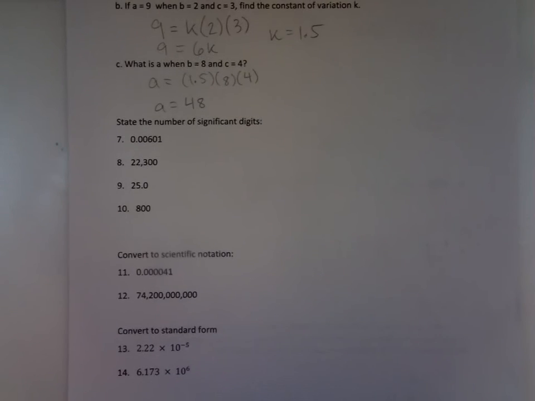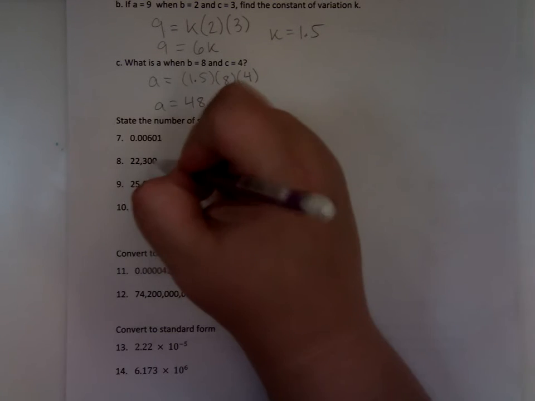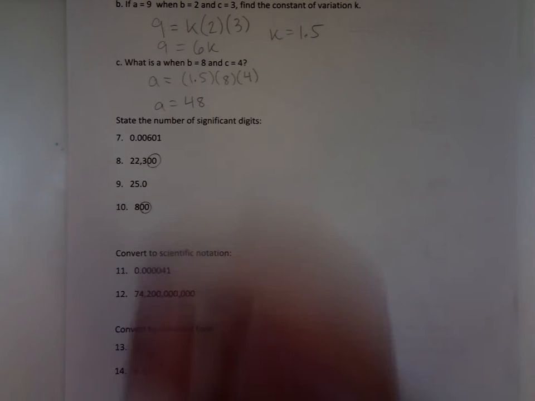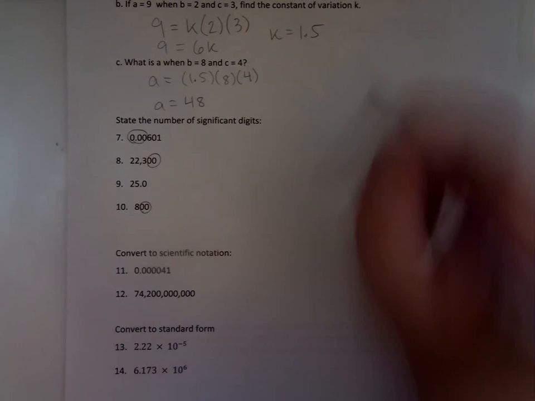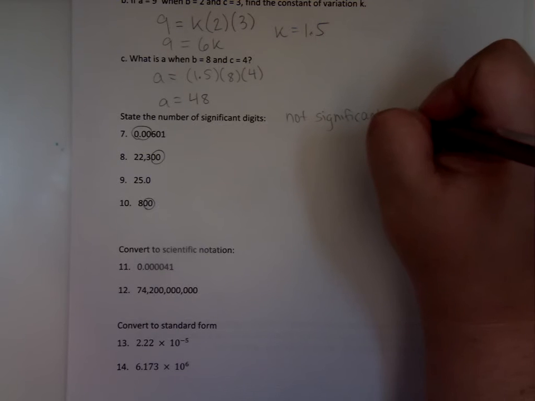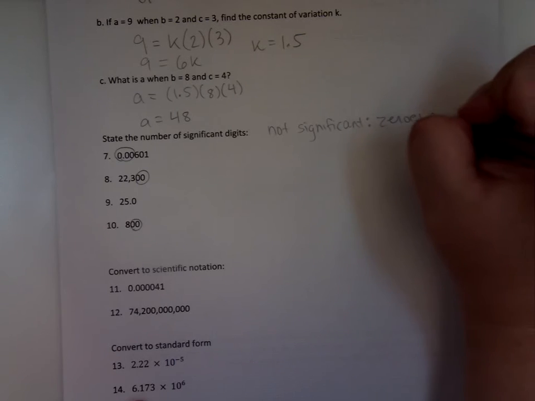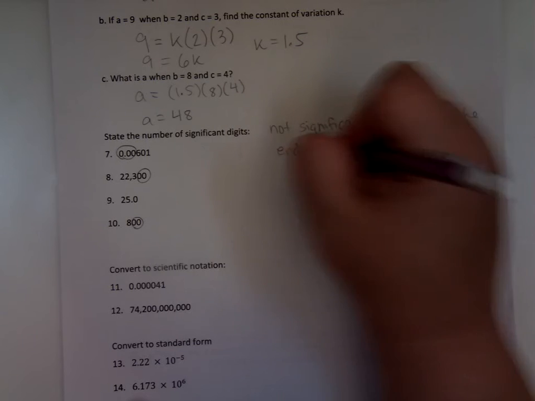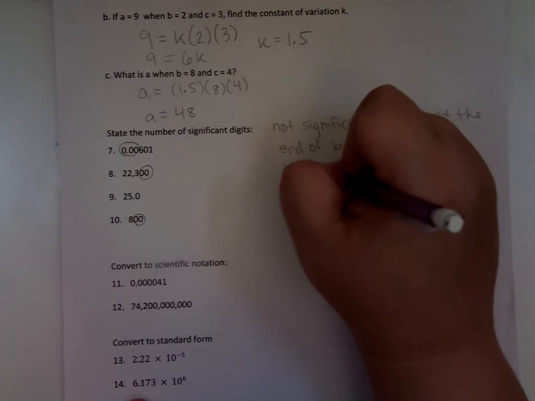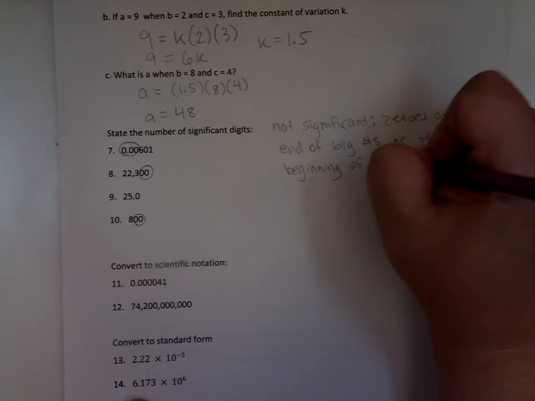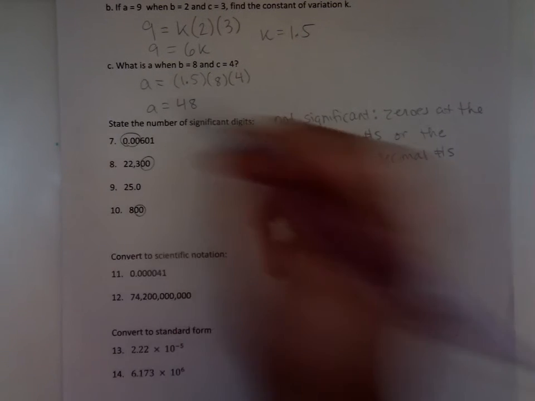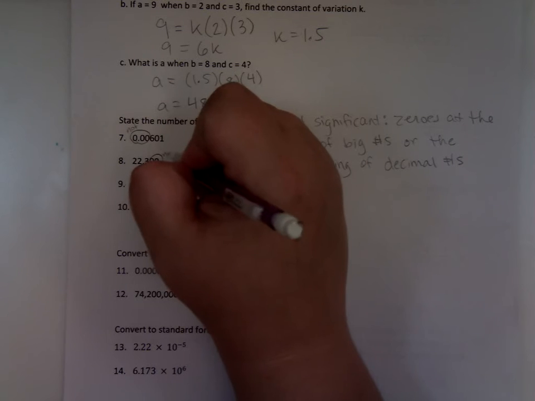Okay, let's talk about significant digits for a second. So things that are not significant: zeros at the end of big numbers, and zeros at the beginning of decimal numbers. So not significant, not significant, not significant.